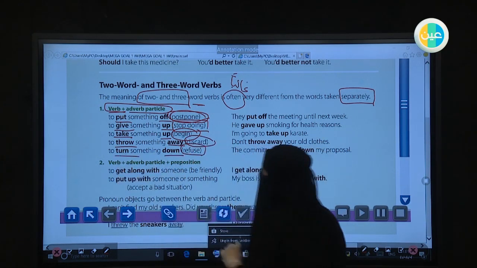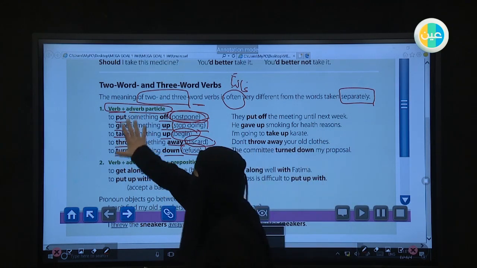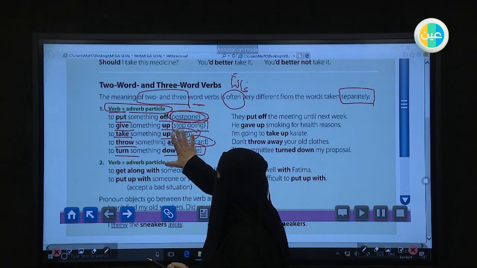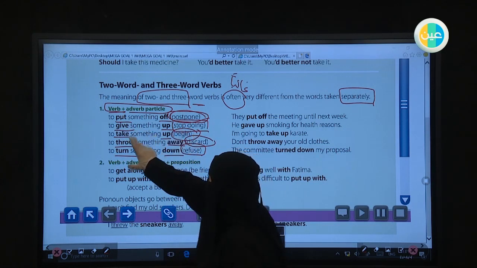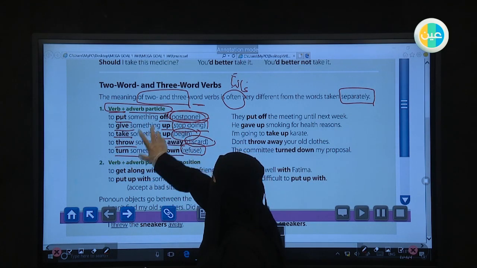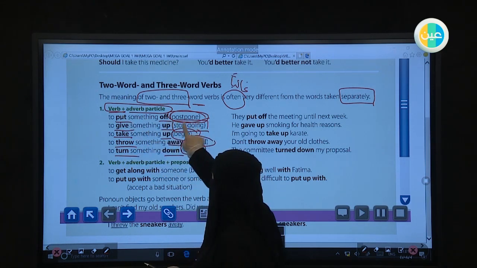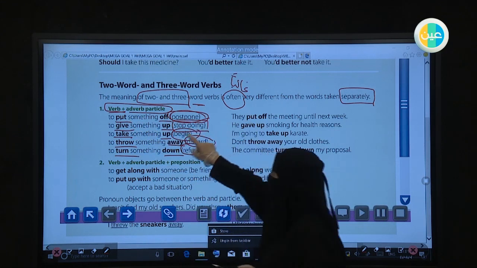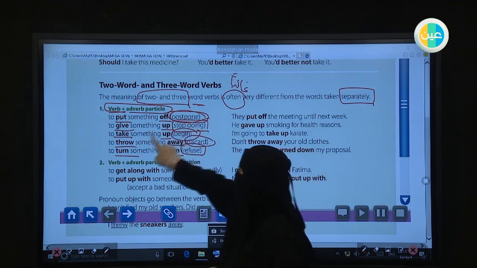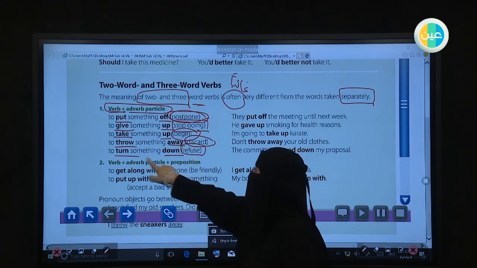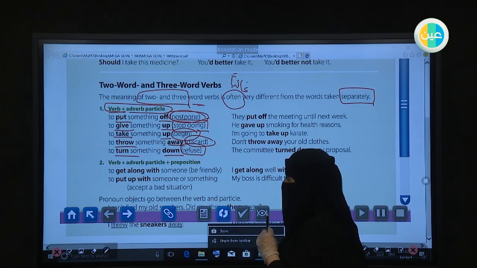Turn down. If you notice that some words are written in dark color, that means it is a verb with an adverb particle. So we can use them together, joined, and they give us the meaning in quotation marks on the right side. So put off means postpone. Give up means stop doing. Take up means begin. Throw away means discard. And turn down means refuse. Okay?